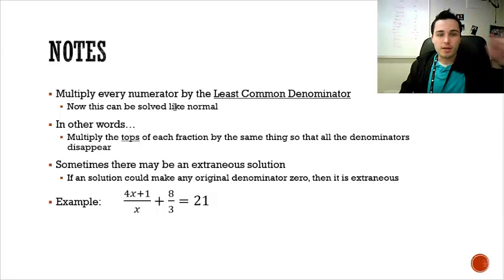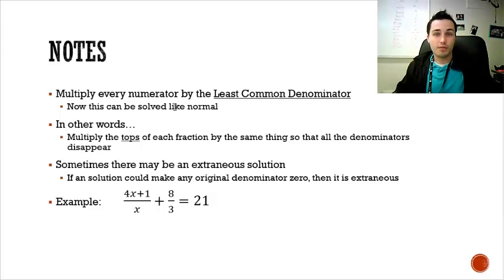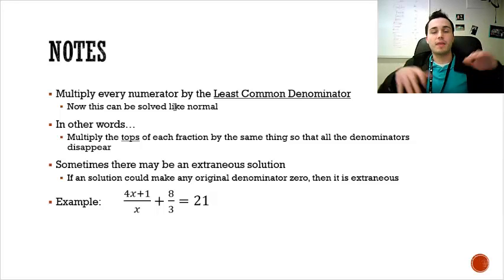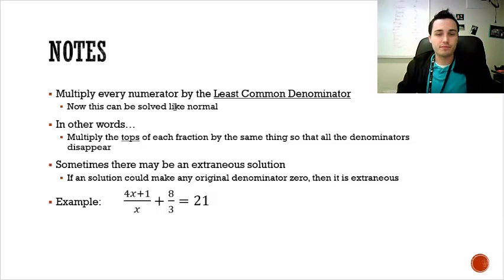In other words, you will multiply the tops of all of the fractions, everything, times the exact same thing, whatever the least common denominator is. In doing so, that'll cancel whatever the denominators are, and what doesn't cancel will multiply out. Then whatever remains, you distribute, combine like terms, and solve like normal.